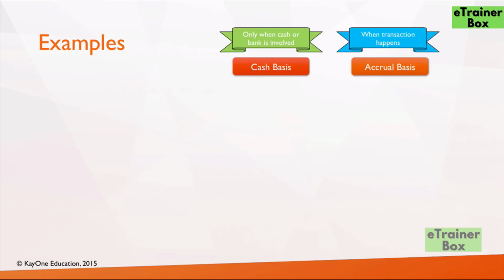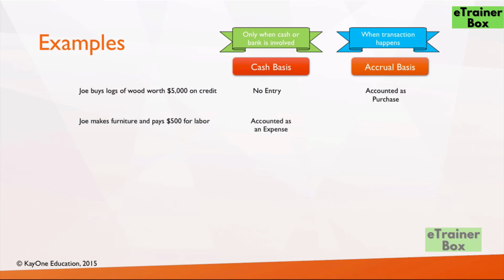Let us look at some more examples. Joe buys logs of wood worth $5,000 on credit. That means there's no cash involved. So under the cash basis, there's no entry, whereas under the accrual basis, it's accounted as a cost or a purchase. Joe makes furniture and pays $500 for labor. So under the cash basis, it is accounted as an expense because cash has actually been paid. And of course, under the accrual basis, it is accounted as an expense as well.